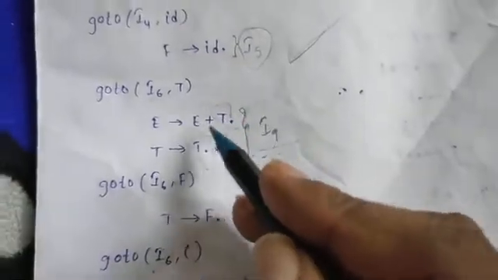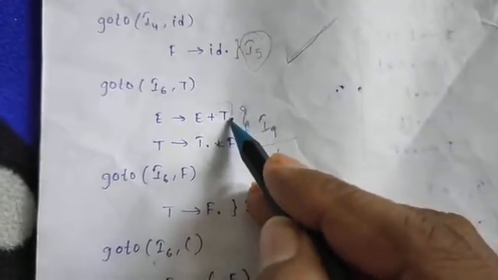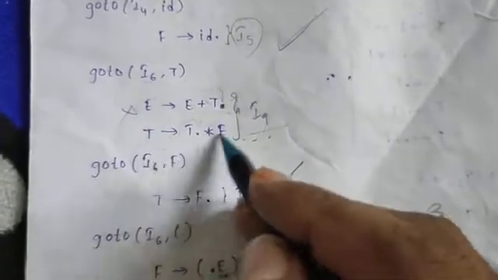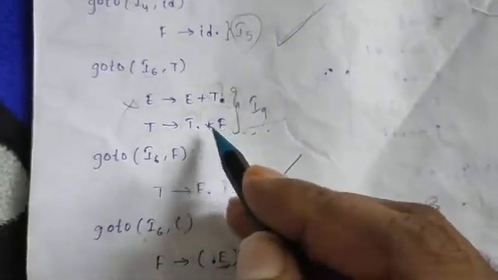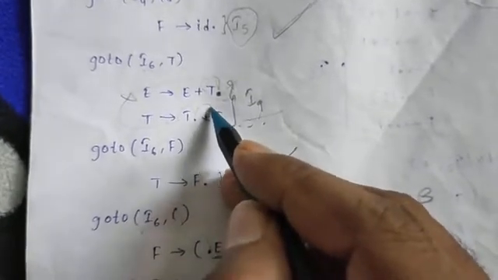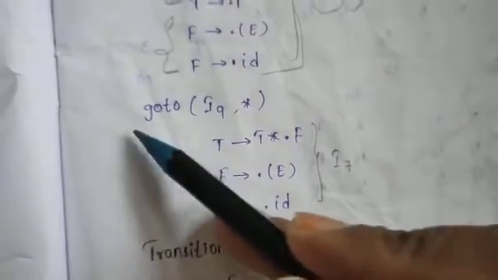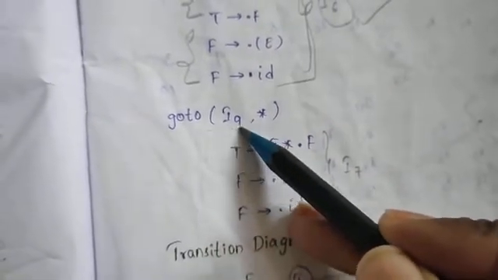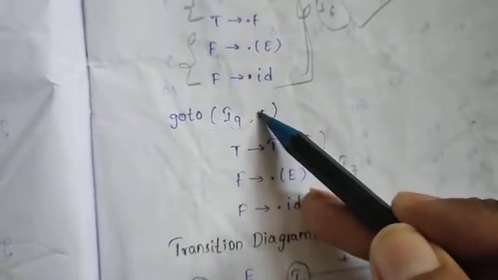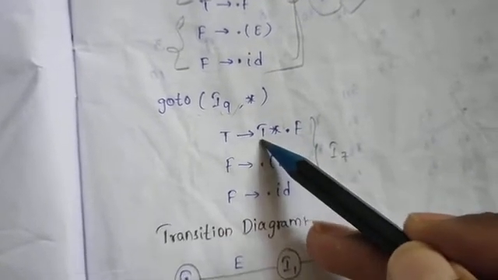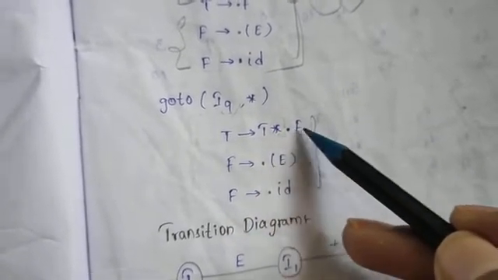In I9 the first production's dot will be moved to the end of the production, so no need to do that one. Then the next one, T tends to T dot star F. Here the dot is moving over star, for that reason it will be taken care of. So I go to I9 comma star. For that reason the dot is moving over star. So T tends to T star dot F.